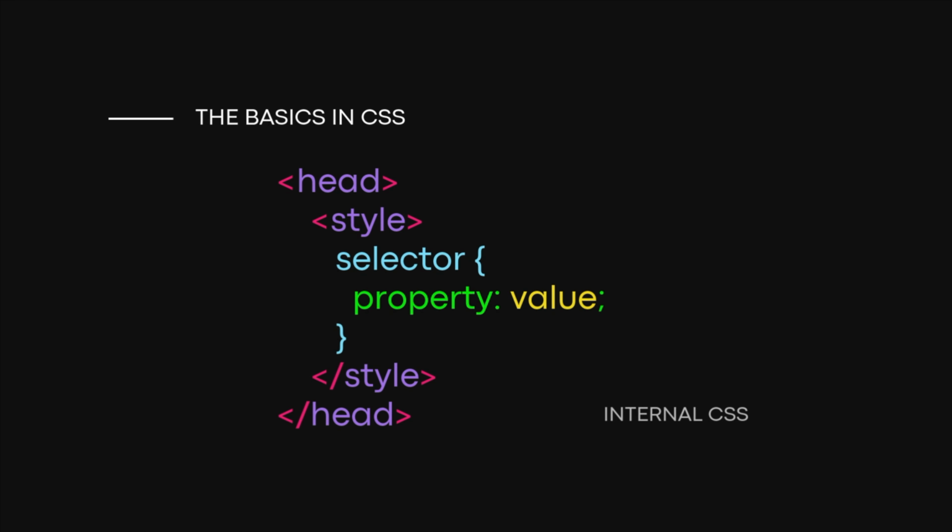Internal CSS is another way of adding CSS to HTML by adding the style tags inside of the head element. For example, inside of the style tags, we will target the HTML element. This is known as a CSS selector. Then add an opening curly brace and a closing curly brace. Inside of the curly braces, we will add the property and value for the selected HTML element that we want to style. Each property and value pair is called a declaration in CSS.